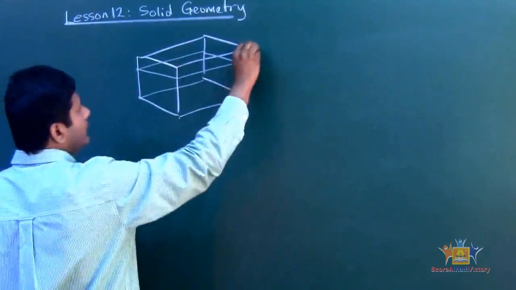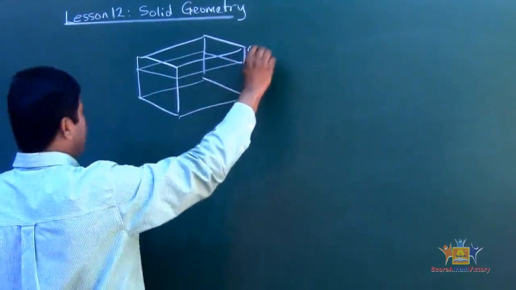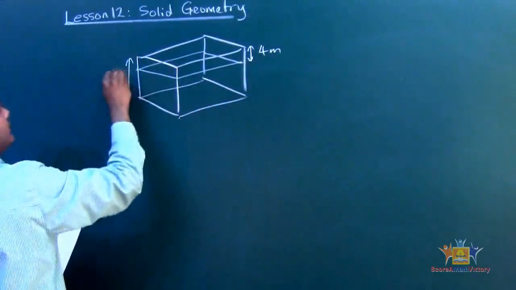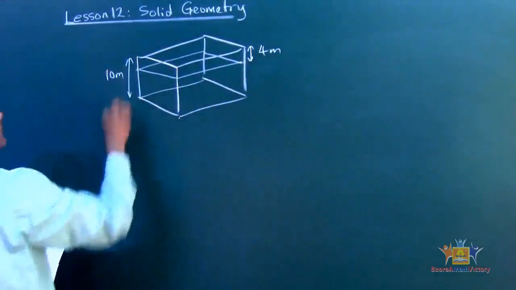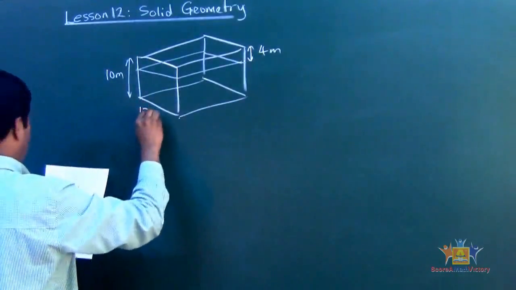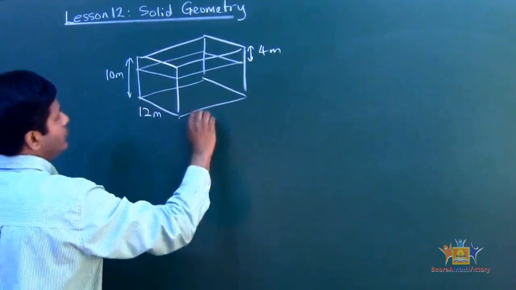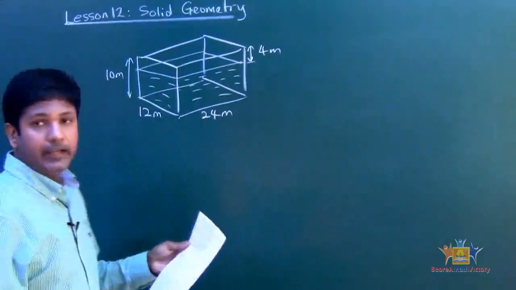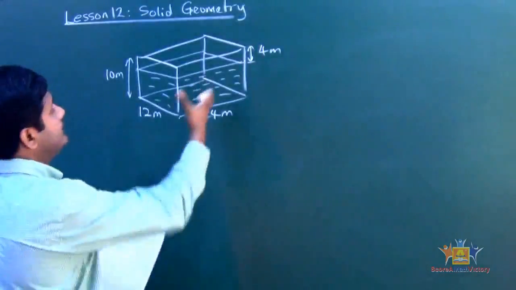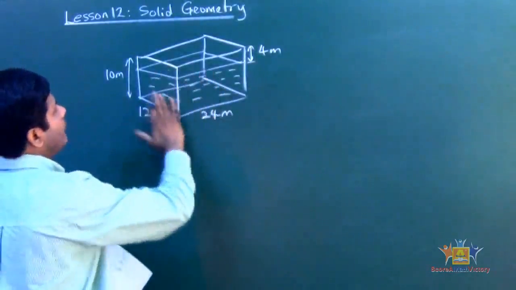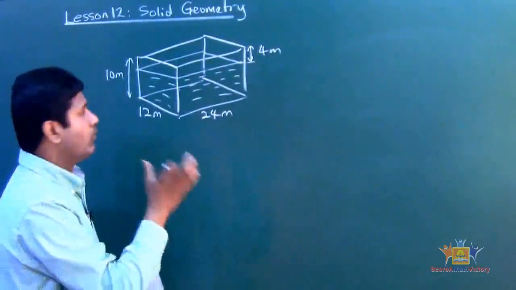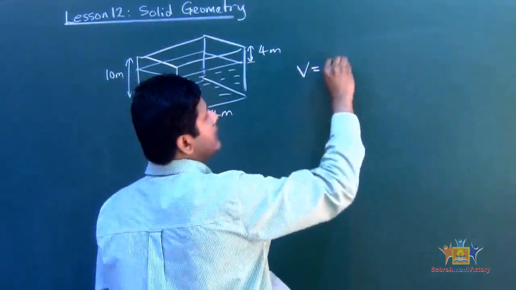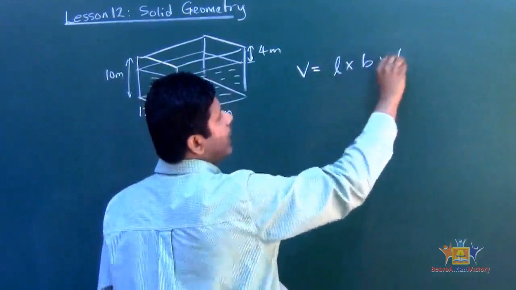And you're given this height, which is 4 meters, and then you're given the overall height is 10 meters. And then you're given the breadth, which is 12 meters, and the length is 24 meters. So you've been asked to find the volume of water inside the aquarium. So this is the volume right there. In order to find the volume, what's the formula for volume? Volume equals length times breadth times height.